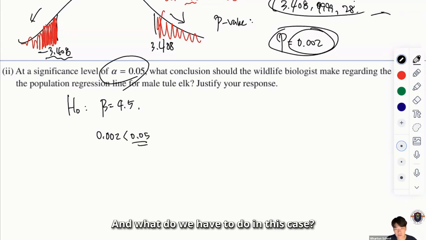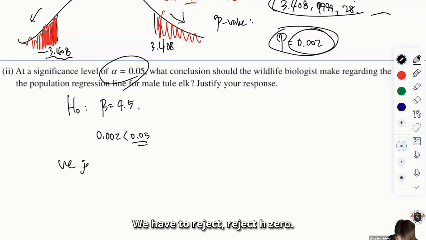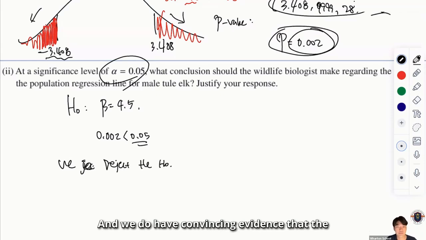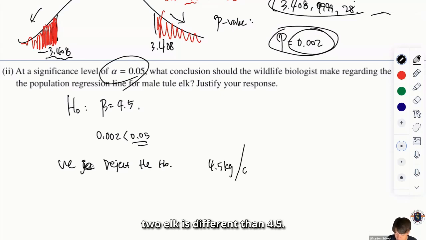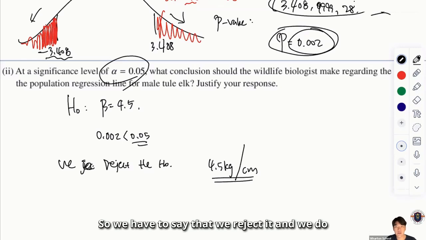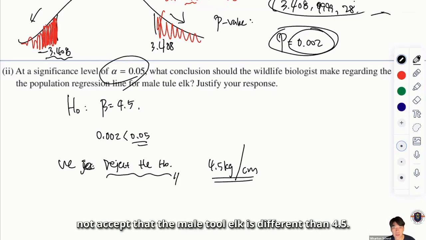What do we have to do in this case? We have to reject H0. And we do have convincing evidence that the slope of the population regression line for male teal elk is different than 4.5 kilograms per centimeter. So this would be our slope, right? We have to say that we reject H0, and that the slope for male teal elk is different than 4.5.